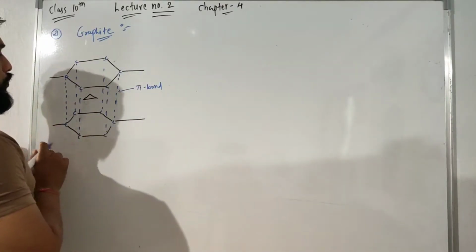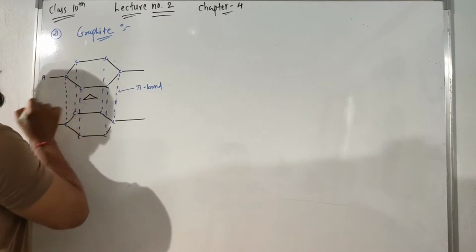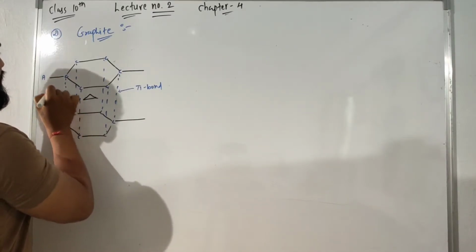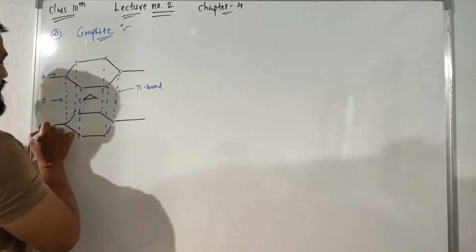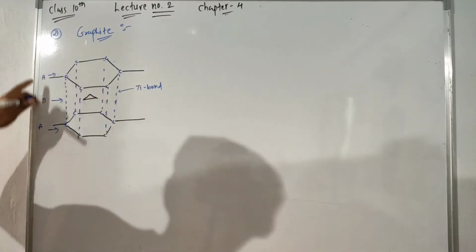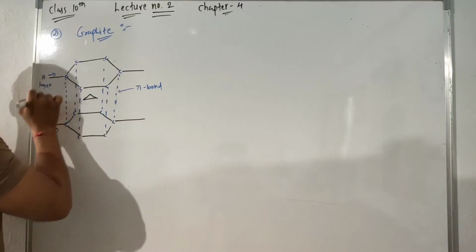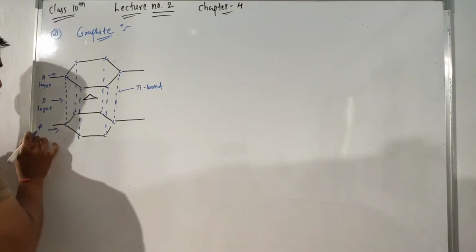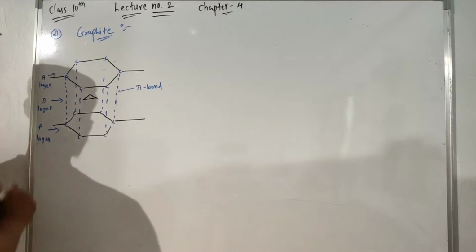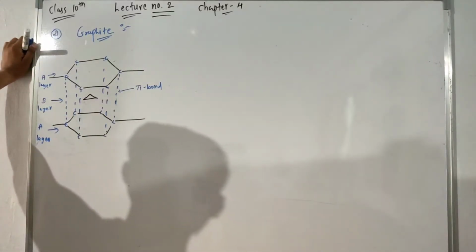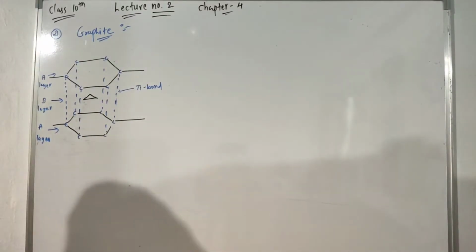Graphite has one layer, that is A, a second layer, that is B, and a third layer, that is again A. Three layers are here: A layer, B layer, and again A layer. This is the structure of graphite. Okay, clear?